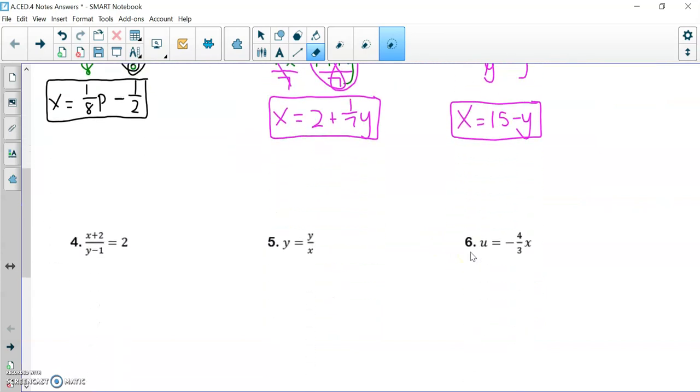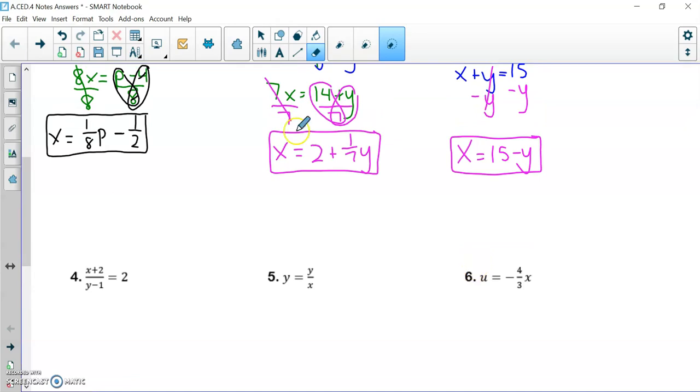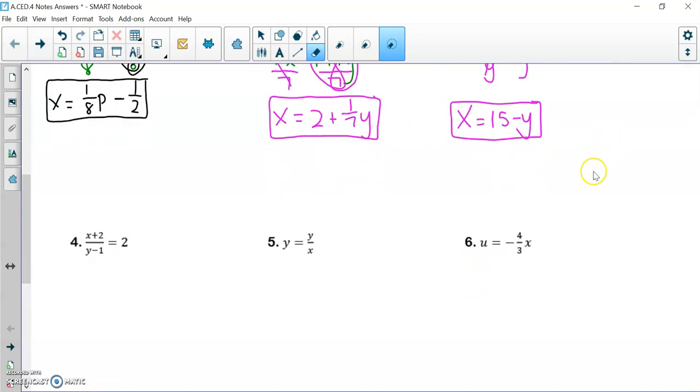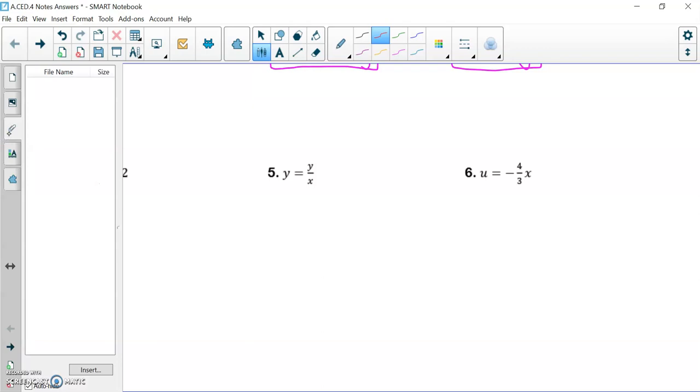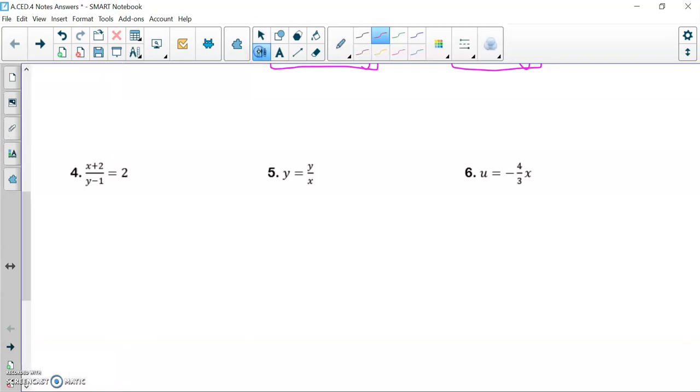All right, so now I'm not going to do the normal equations side by side. If you want to keep doing that, that's fine. But number 4, I'm just going to jump straight into my literal equation. I'm trying to solve for x. Since x is in the numerator, and there's technically imaginary parentheses around this numerator, and when we solve an equation, we deal with parentheses last.